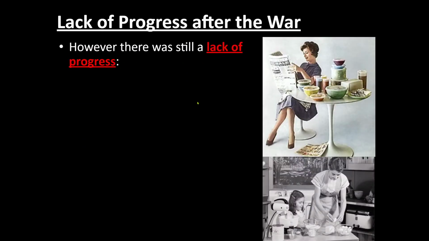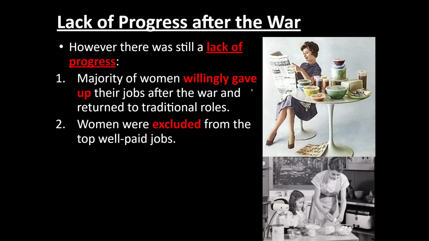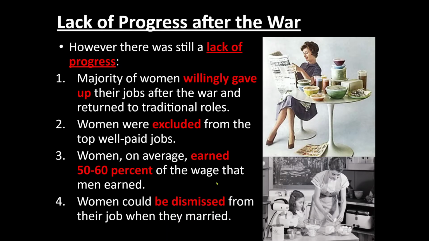Lack of progress for women after the war. Progress stalled for a couple of reasons. First, the majority of women willingly gave up their jobs after World War II, and they returned to traditional roles. They got married, settled down, had kids. Women were excluded from top well-paid jobs. Those were exclusively set aside for white males. And women, on average, earned 50 to 60% of the wage that men earned while they were working. And women could be dismissed from their jobs when they were married.